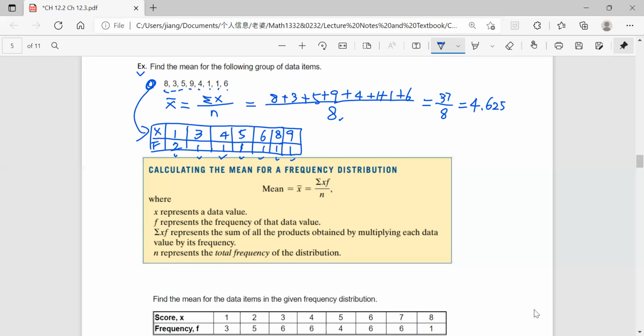If they provide us the frequency distribution, we are looking for the x bar, the mean. We should add all the data together. So 1 appears twice, that means 1 times 2, and then 3 appears once, means 3 times 1, plus 4 times 1, and I continue to add them together. 9 appears once, that's 9 times 1. And over 8, we have the same mean, that's 4.625.